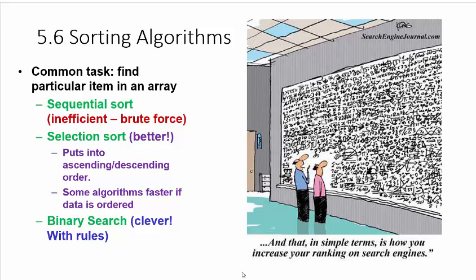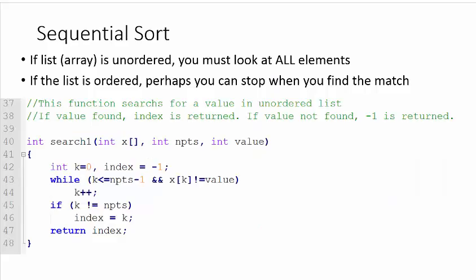And here is my cartoon pointing out that a common task is to find something, and so this is a joke about finding something using search engines. You can imagine that search engines from Google or wherever have been really optimized to be efficient. So let's look at the first algorithm, which is just the sequential sort, the brute force method.